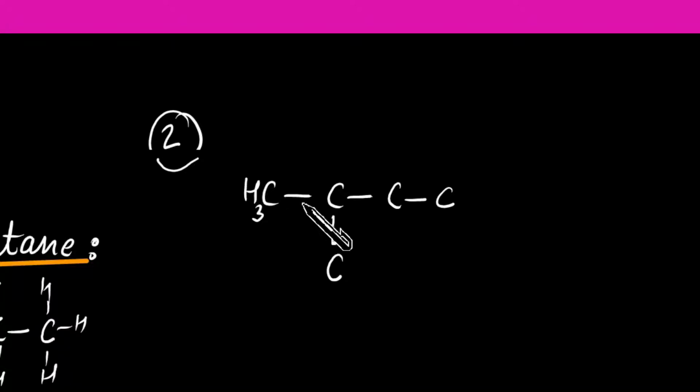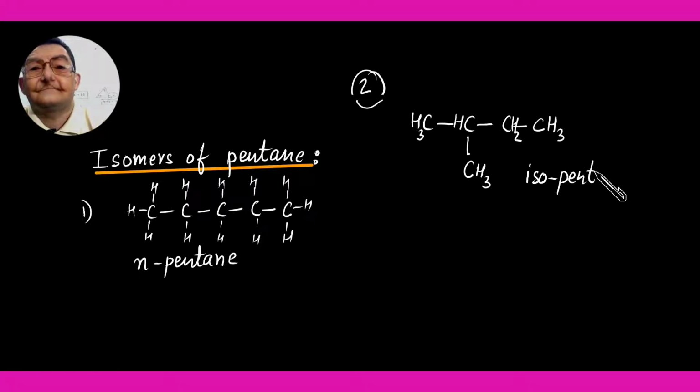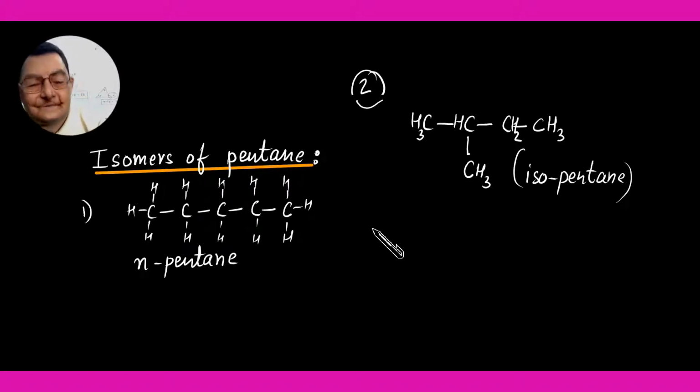This is CH3, 3 bonds over CH. This is CH3. This is CH2, and this is CH3. Right? So now this is another structural isomer of pentane, because the structure is different. In the first, 5 carbons are in a straight line, here only 4 carbons are in a straight line and 1 is a branch. So this is called isopentane.